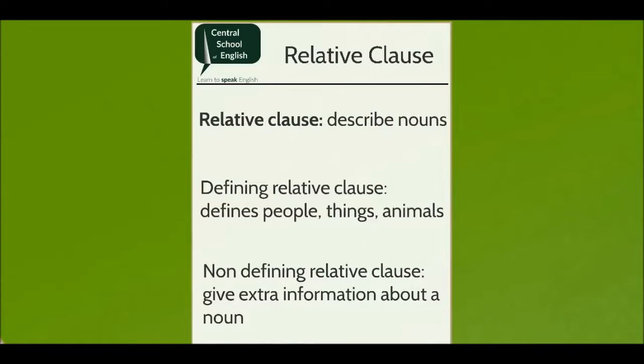In this video, we have revised how we use relative clauses to describe nouns. We have learned that there are two types of relative clauses. We learned that defining relative clauses define which person, animal, or thing we are talking about. All of the information in a defining relative clause is necessary and important. We also learned that non-defining relative clauses do not define the person, thing, or animal we are talking about. Non-defining relative clauses give extra information about a noun.